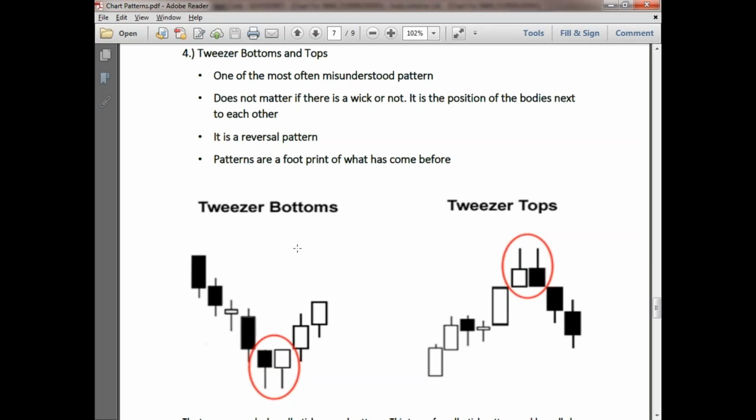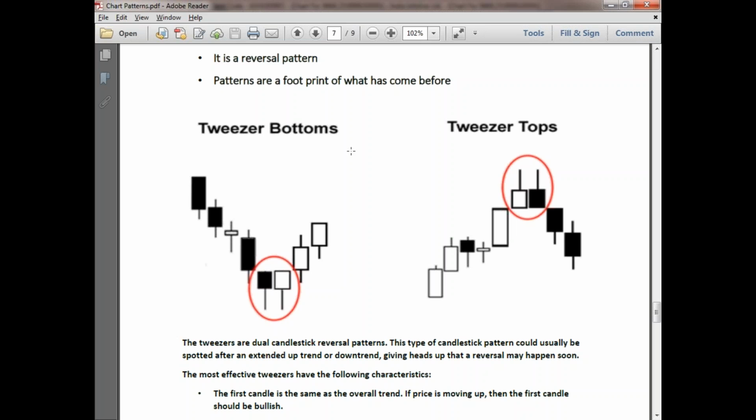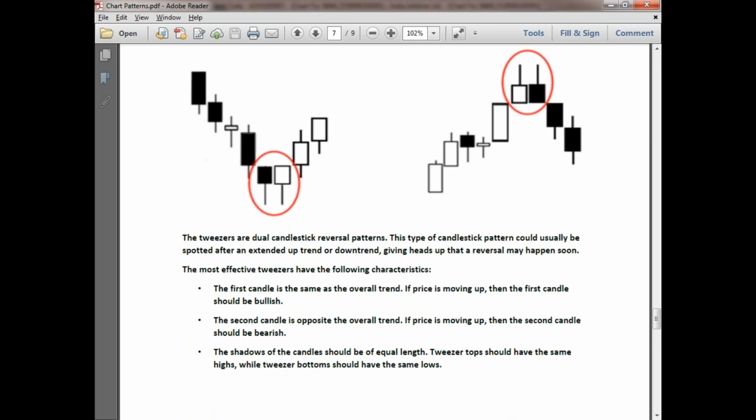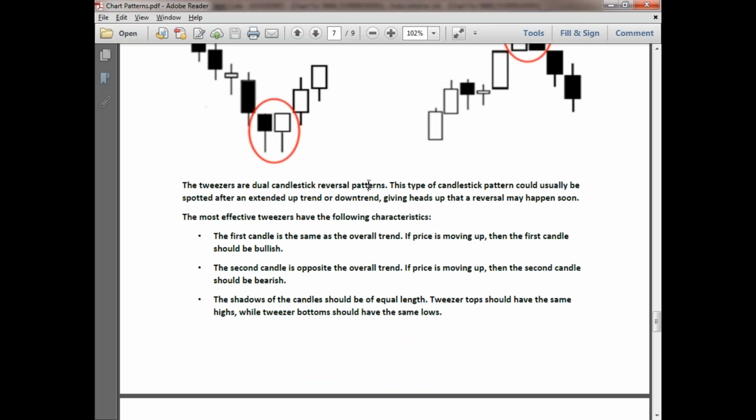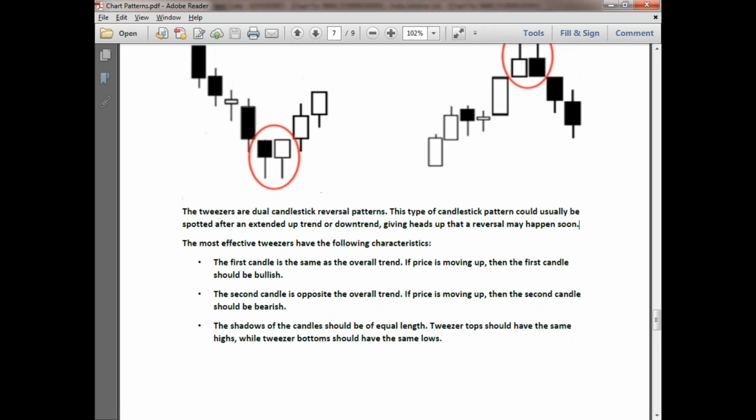Okay, patterns are footprint of what has come before. So if it is a positive market over here, it means that there is a reversal and it may go to negative. And if it is a negative market, previously suggested negative bear run, it means that it will go higher. Okay, that's what it means. Tweezers are dual candlestick reversal patterns. This type of candlestick pattern could usually be spotted after an extended uptrend or a downtrend, giving heads up of reversal which may happen soon. If it happens, you will understand that it is happening.